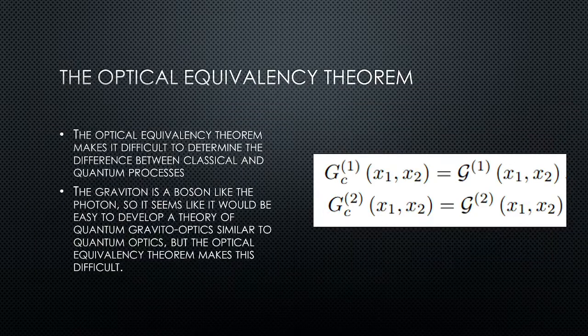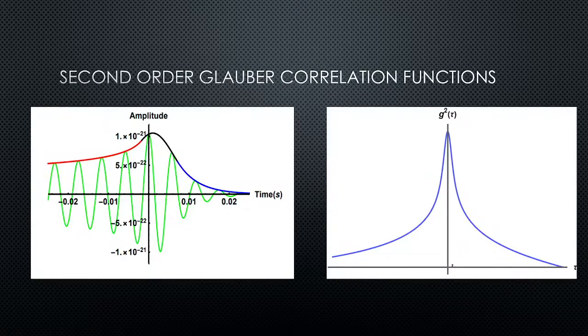So the optical equivalency theorem is interesting because what we really want to look at is the graviton, and because the graviton is a boson like the photon, you'd think, oh, it's super easy to just form a theory of quantum gravito-optics like quantum optics, but it's not so easy because the graviton is so difficult to detect. And so what we're doing with this graph is actually forming a better theory for quantum gravito-optics using Hanbury Brown and Twiss interferometry.